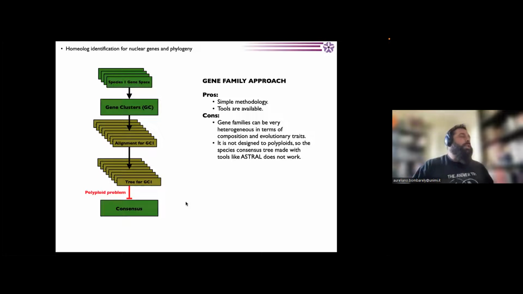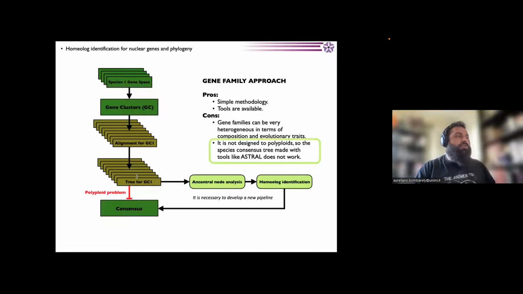So the problem still is, our idea was, once we have all these phylogenetic trees at the end, we can try to do a consensus, for example, using a tool like ASTRAL, to finally have the consensus tree for the Suaveolentes species. But the problem is that ASTRAL is not designed for polyploids. It cannot handle polyploids well, and of course you have some problems. So you need to do some homolog identification first.